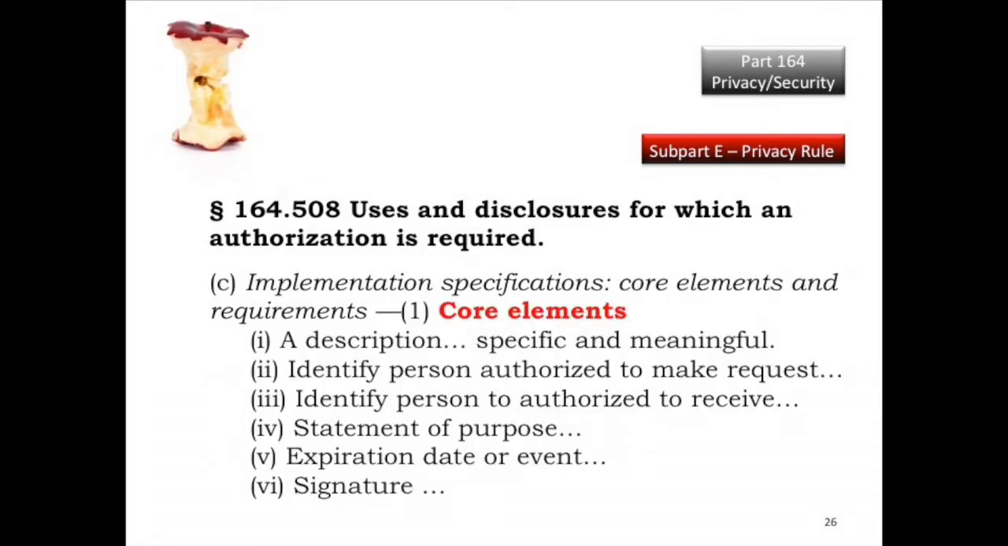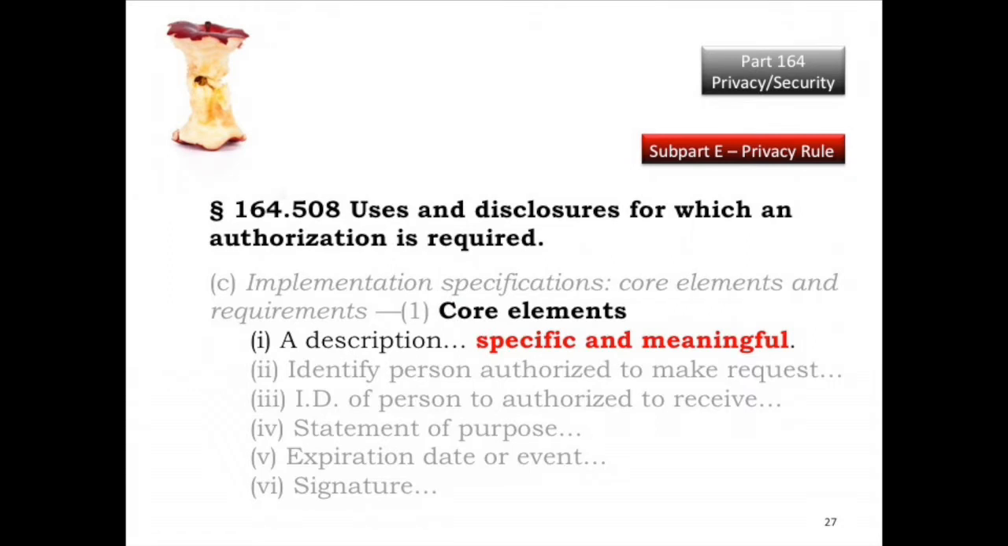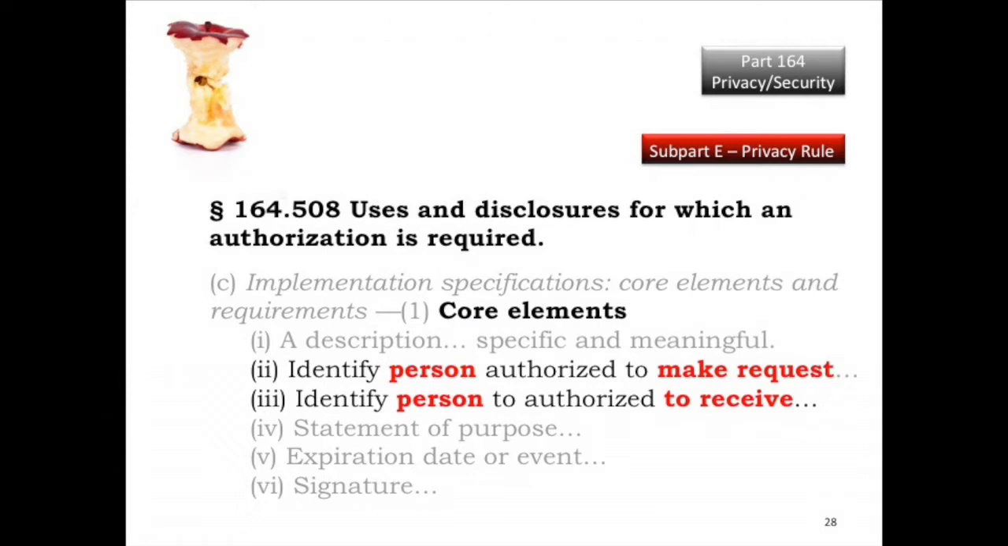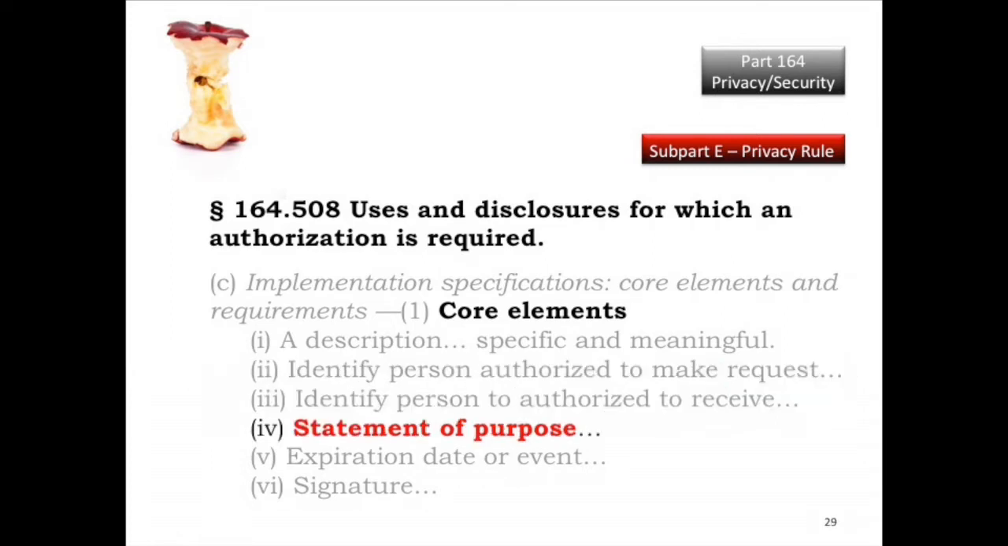Authorizations must contain 6 core elements. The patient must describe their request in a specific and meaningful way. The authorization must identify who's making the request and who should receive the documents. The statement of purpose can simply say the patient requests a copy of their records. The authorization must have an expiration date according to California law. According to HIPAA law, the authorization may be expired according to an event.